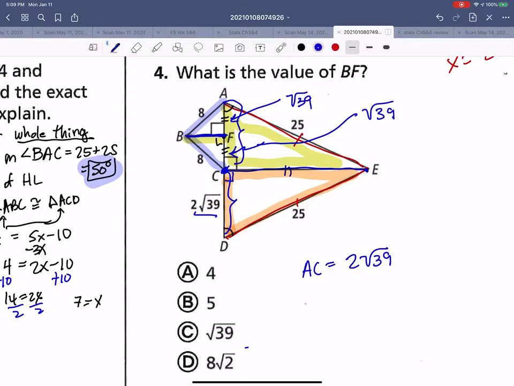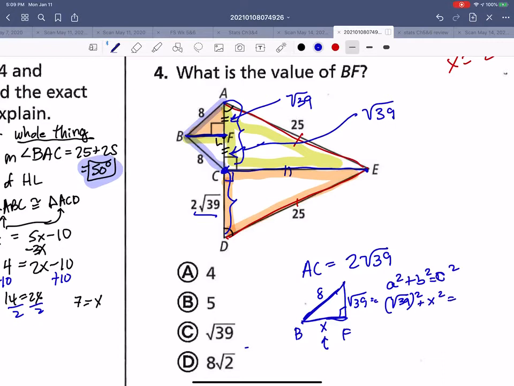Okay, now I have to identify this triangle. So zooming in on this triangle right here, I know that this leg is BF. This is the one I'm looking for, right? BF, I don't know. I'm going to call that X. This hypotenuse is 8. This is the square root of 39. So I can solve for X using the Pythagorean Theorem. Right? So I can call this A, the square root of 39 squared, right? This B, X squared. And the hypotenuse is 8, so 8 squared.